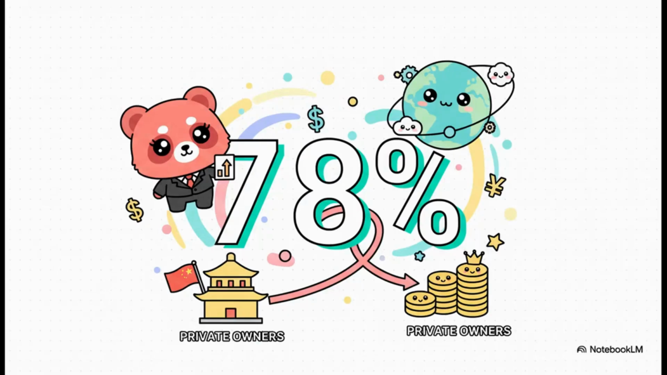And just look at the sheer scale of this. An analysis found that a massive 78% of China's top private companies are formally linked to the state. So this isn't some rare exception. For the major players in the economy, it's pretty much standard operating procedure.